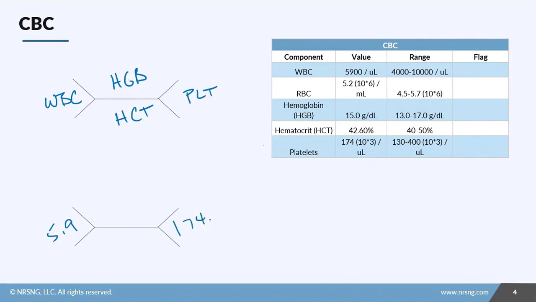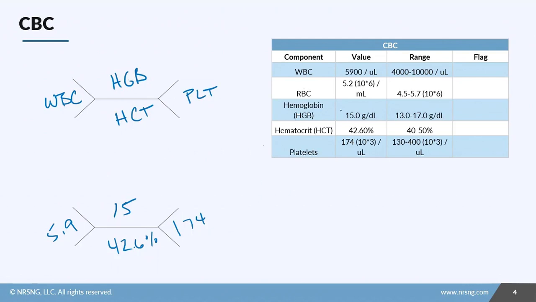Now, if you know that this number is actually less than 100,000, or let's say it's 20,000, what you're going to do is actually write out 20K and circle it, because you want to make sure that you know what the actual value is. So look at your hemoglobin. Hemoglobin in this patient is 15. Hematocrit is 42.6%.